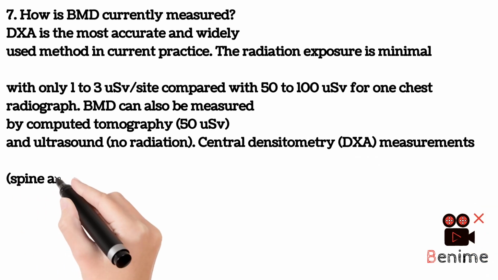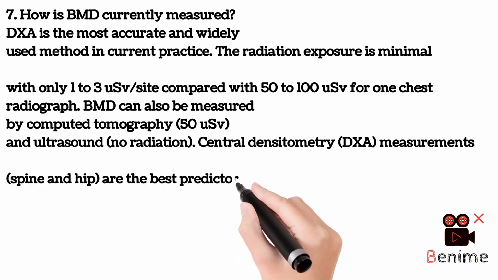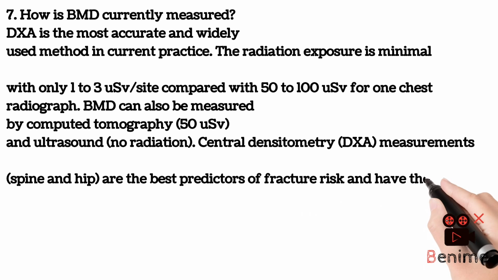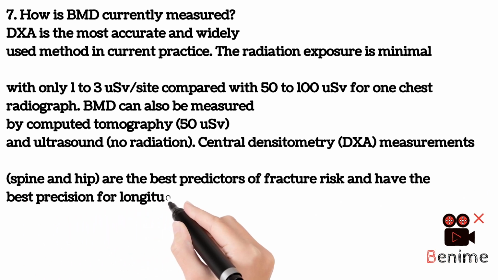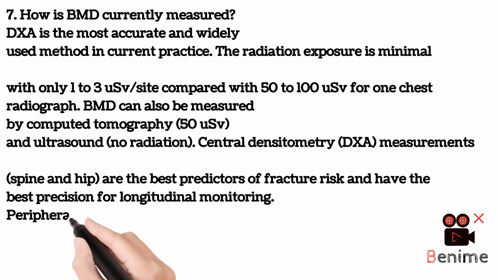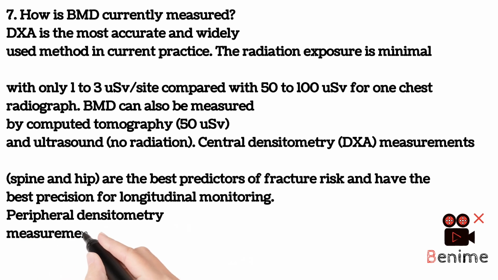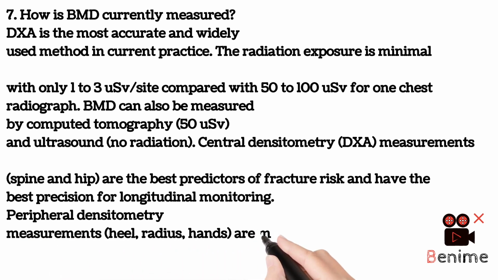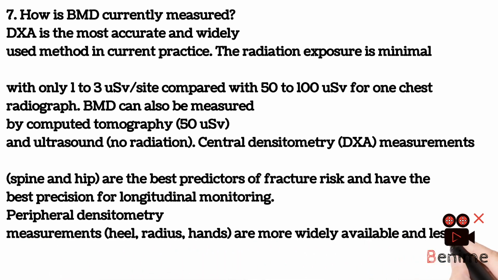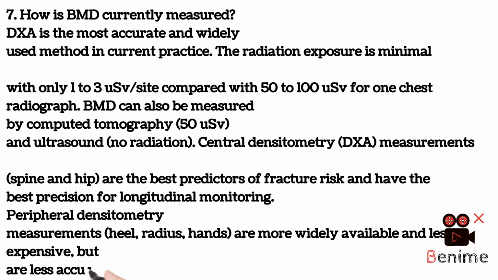Central densitometry (DXA) measurements of the spine and hip are the best predictors of fracture risk and have the best precision for longitudinal monitoring. Peripheral densitometry measurements, heel, radius, hands, are more widely available and less expensive, but are less accurate.